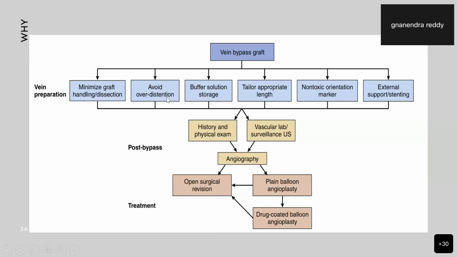There are several protective measures we can take during vein bypass graft handling: minimize graft handling and dissection, avoid overdistension while we check for leaks after the vein harvesting, use buffer solution for storage, and tailor an appropriate length so that we prevent excessive kinking or excessive tension on a shortened vein graft. We should also use a non-toxic orientation marker while orienting the vein graft. And there is external support or stenting, where some studies have placed a stent outside the vein graft, which has shown improved results.